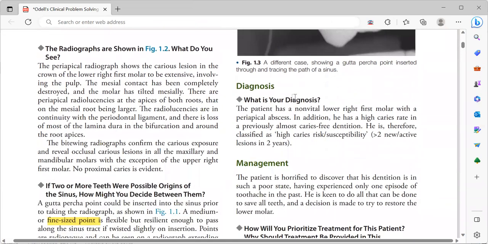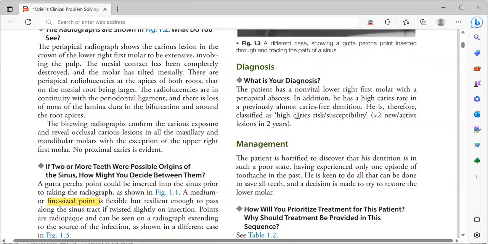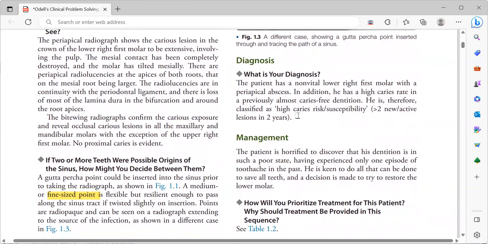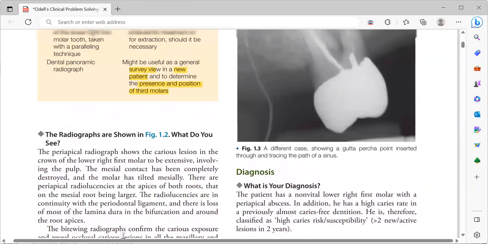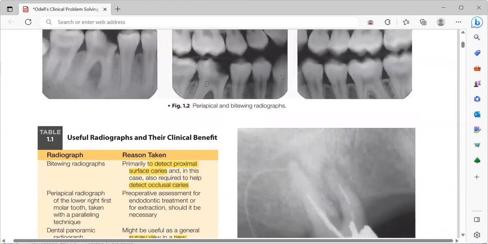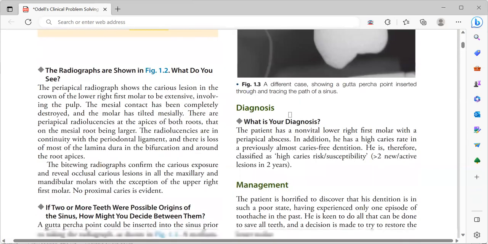Okay, so what is the diagnosis in this case? The patient has a non-vital lower right first molar with a periapical abscess. That is the diagnosis, because the tooth was not responding to anything, not any sensitivity or any pain, because he only came because of the irritation from the sharp edges, and there was a periapical abscess which is draining through the sinus. In addition, he has a high caries rate, because we found out on the X-ray that all his molars have decay except for the right first molar.